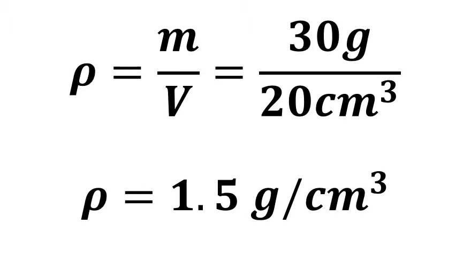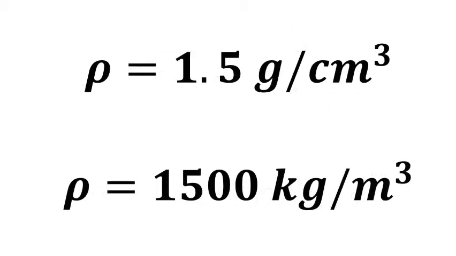Now the question also asked us to give an answer in kilograms per meter cubed. And remember from the previous video that to convert from grams per centimeter cubed to kilograms per meter cubed, all we have to do is multiply by 1000. And that will give us the next answer of 1500 kilograms per meter cubed.